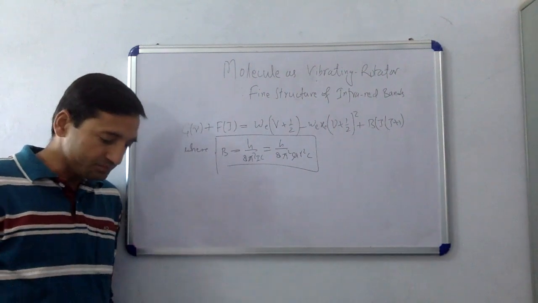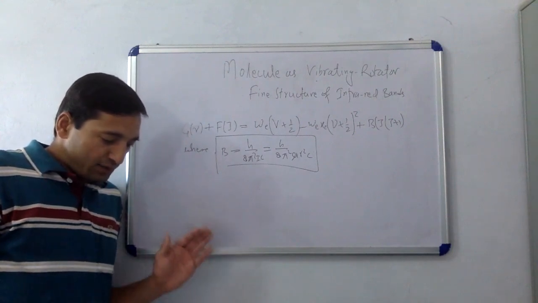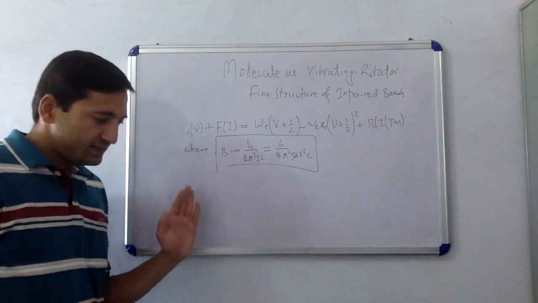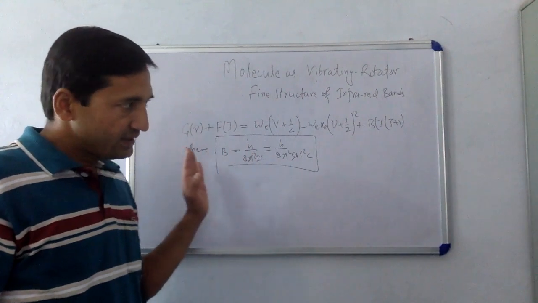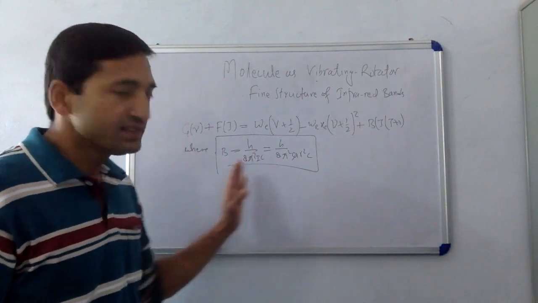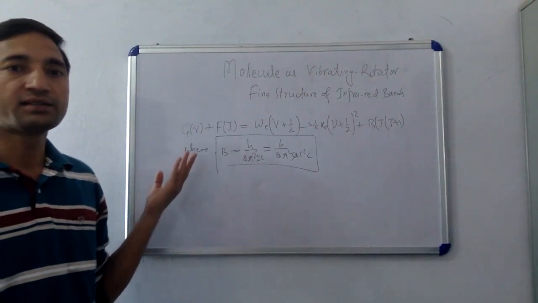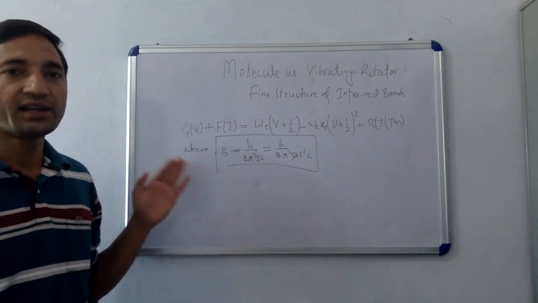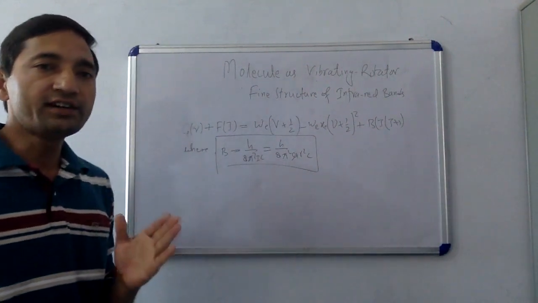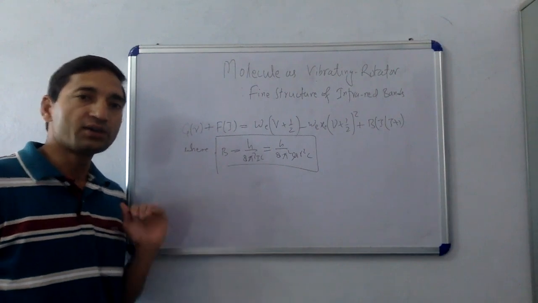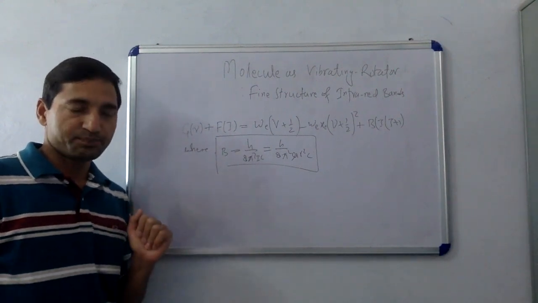It means that when you look at one side of a band, the separation of these rotational lines is decreasing, and on the other side it is increasing. We'll see that these lines are referred to as the P branch and the R branch of the rotational-vibrational spectra.